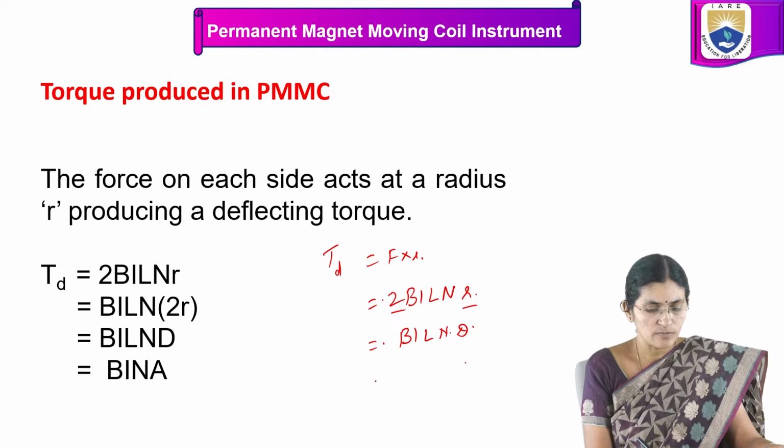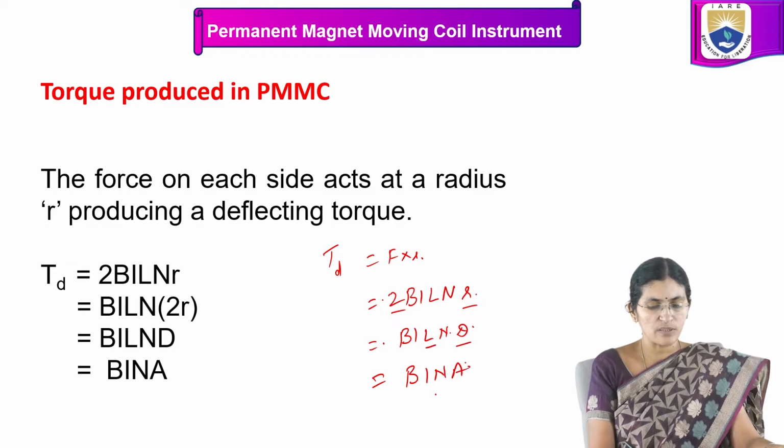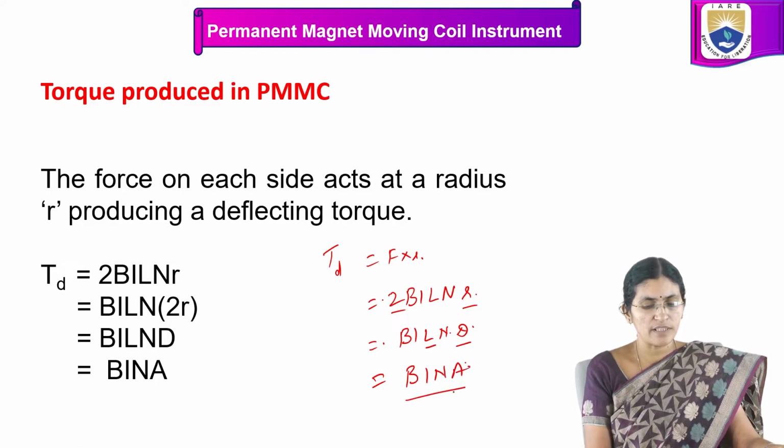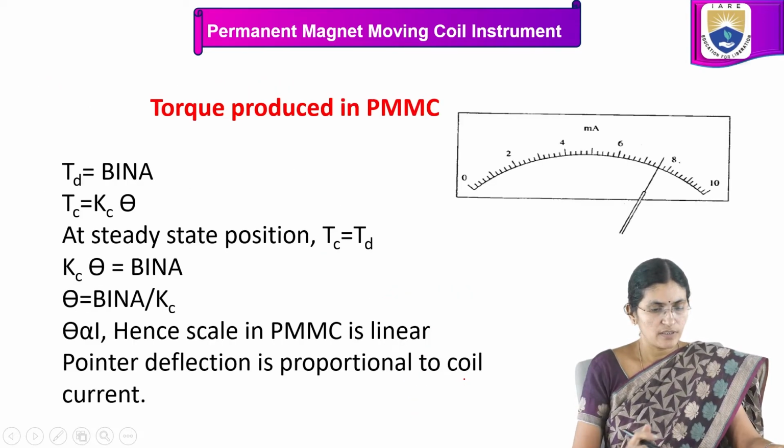So it is equal to BIN into L into D, and L into D will be equal to A. Therefore, the deflecting torque TD is equal to BIN into A. Here B is the magnetic flux density, I is the current, N is the number of turns of the coil, and A is the area of the coil.